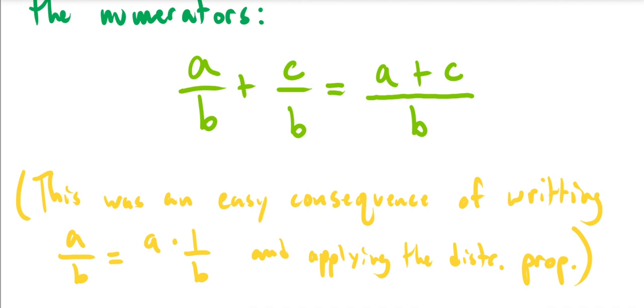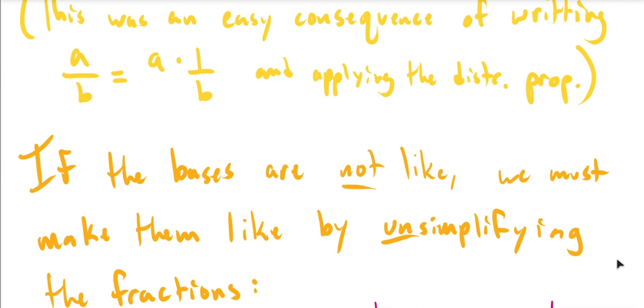And if you remember the fraction video we did, this is a simple consequence of the distributive property: factoring out a product of 1 over b from a over b, adding a and c together, and factoring it back in. So, an easy consequence of the distributive property. However, if the bases are not like, then we can't use the distributive property. And we have to begin by making them like, by unsimplifying the fractions in a certain way.